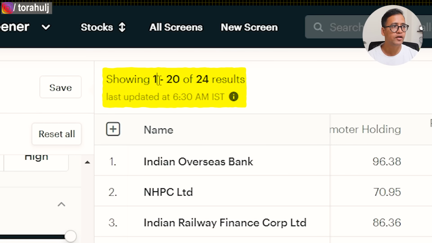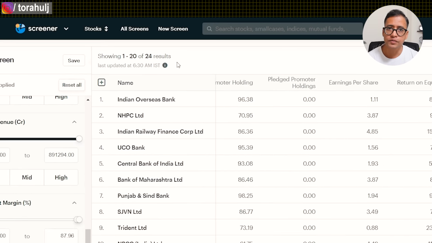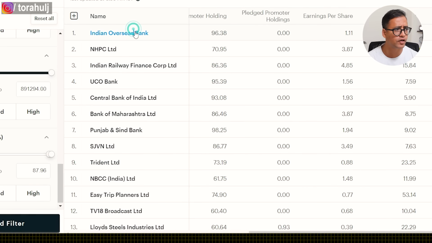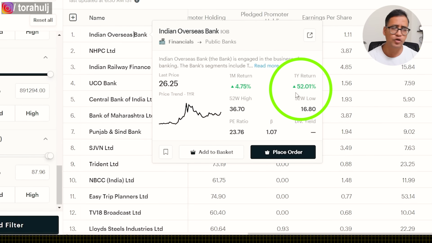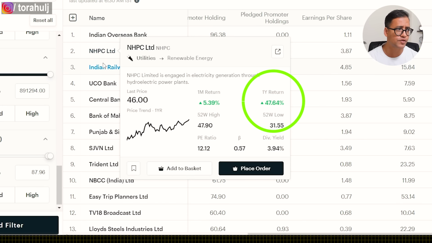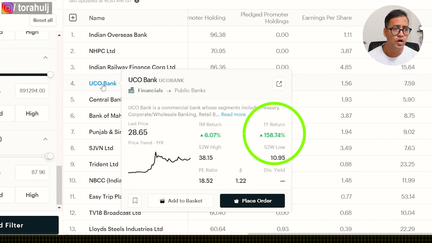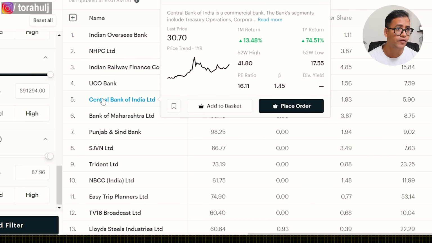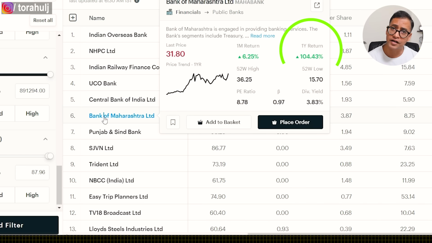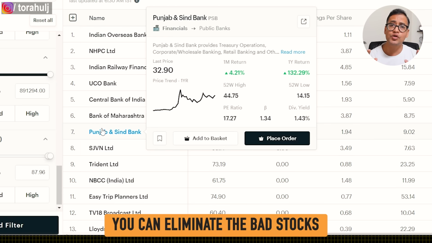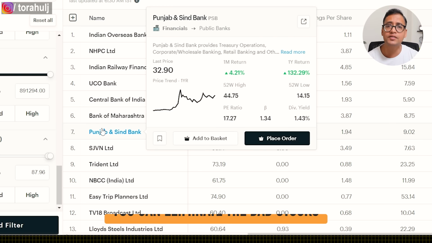This gives us roughly 24 stocks, and so far we have applied 9 filters to get to these 24 stocks. Now, if you look at these 24 stocks, the majority of them are good stocks. For example, look at the first one: in the last 1 year, it has given 52% return. The second one, again, 47% return in the last 1 year. The third one has given 67%. UCO Bank, again, 158% returns in the last 1 year. Central Bank of India, 74%. Bank of Maharashtra, 104%. Punjab and Sind Bank, 132%. I hope you get the idea. By applying these 9 filters itself, you're going to weed out the bad stocks and shortlist relatively quality stocks.